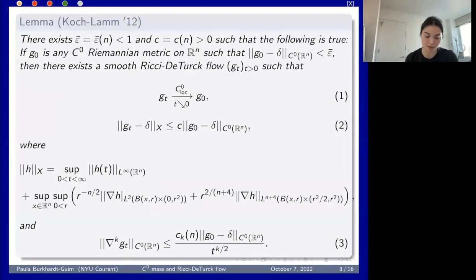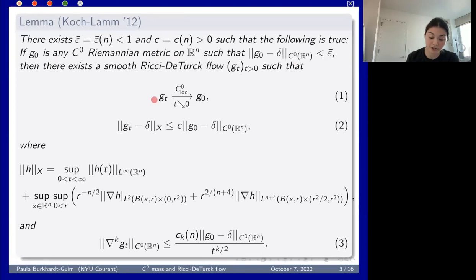Okay, so this lemma is due to Koch-Lamm, and it says the following. There exists some constant bar epsilon less than 1 and some positive constant such that the following is true. If g naught is any C0 Riemannian metric on Rn, such that the norm of g naught minus delta is smaller than bar epsilon in the C0 sense, okay, so this is the Euclidean background, then there exists a smooth Ricci-DeTurck flow g_t defined for all positive time such that the following are true.